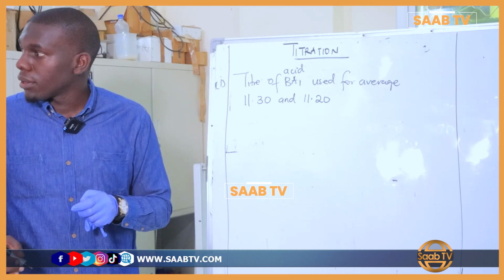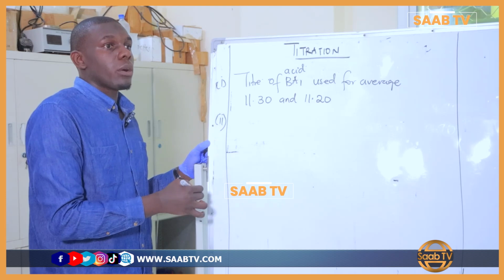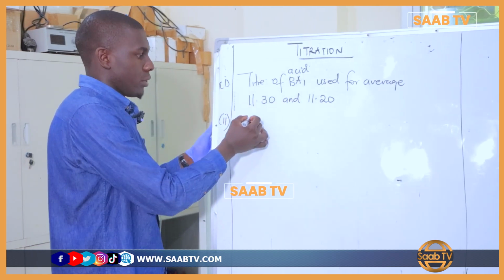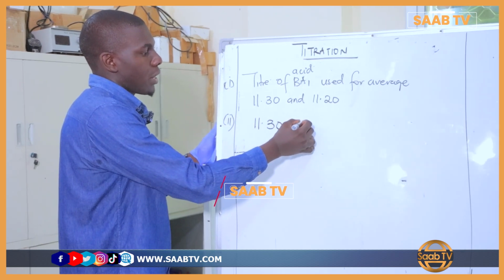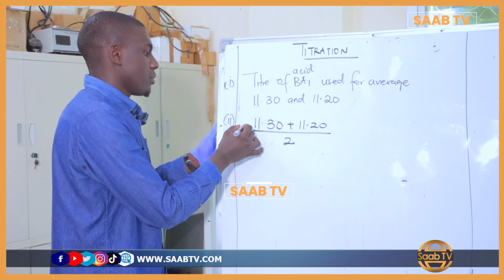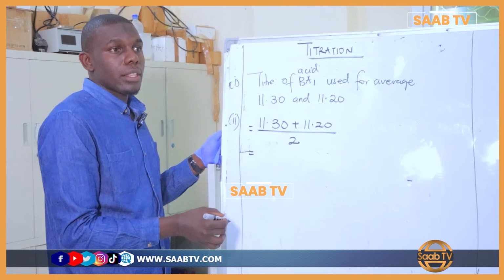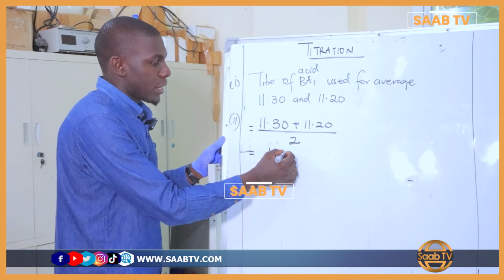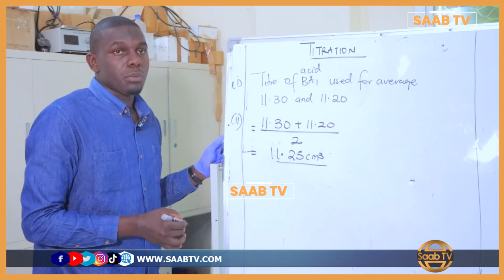The next one, we are looking for the average of BA1 used. When you're getting the average of BA1, we shall have to get the total of the titer values we use, 11.30 plus 11.20, then we divide by what? 2, very good. So when you add the 2, what do you get? And you divide in your calculator. You get 11.25, the final answer. Very good. Cubic centimeters. It must be to 2 decimal places.